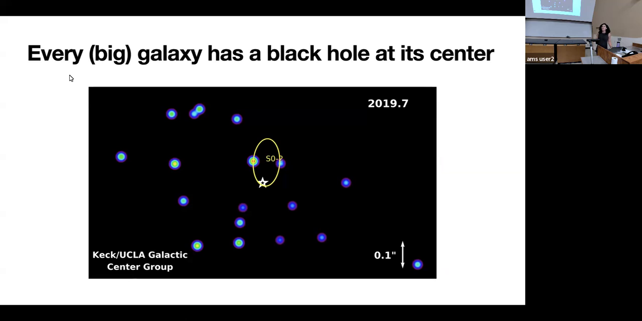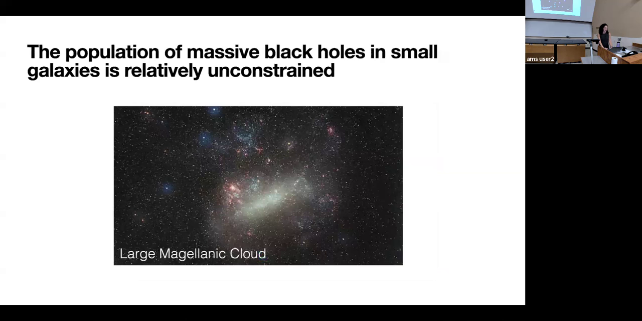Okay, so every relatively big galaxy, like our Milky Way, has a black hole at its center. Of course, we can't do individual star orbits for other galaxies, but we've been able to infer this using other techniques. The situation is a lot more complicated for small galaxies or dwarf galaxies. So these are galaxies that are a few percent the mass of the Milky Way. So that's what I mean by dwarf galaxies.